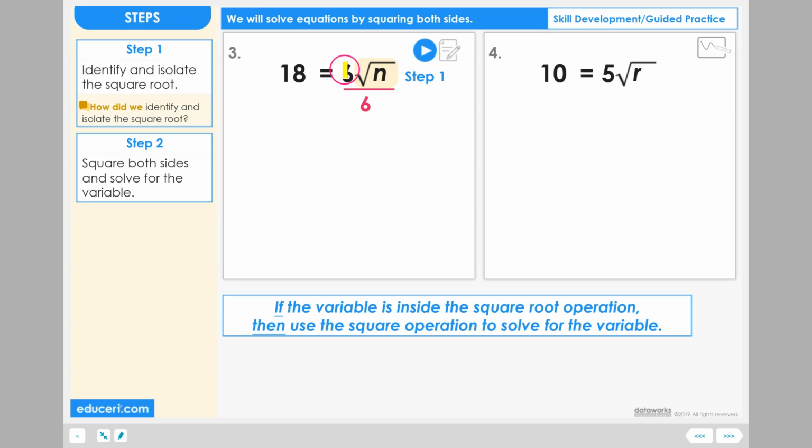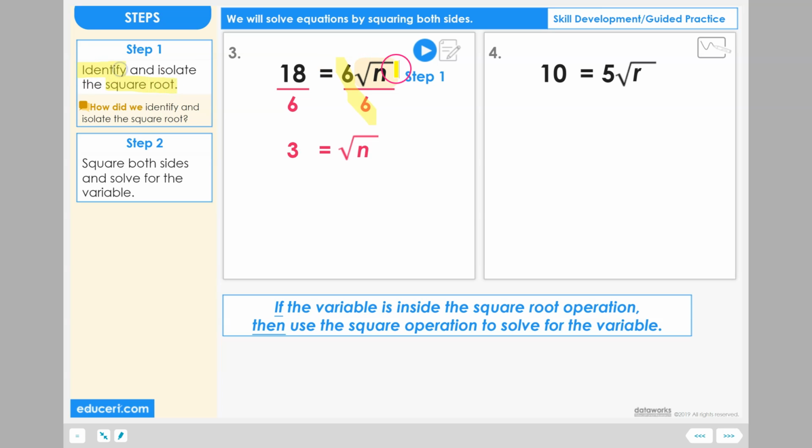So we're going to divide this side by 6, and to keep the equation balanced, we divide both sides by 6. 18 divided by 6 equals 3. And on the other side here, 6 and 6 will cancel each other, leaving us with the square root of n. And so now our square root is isolated.